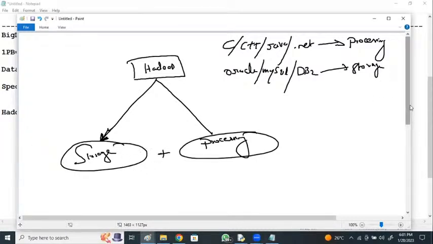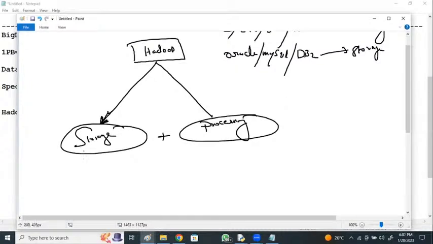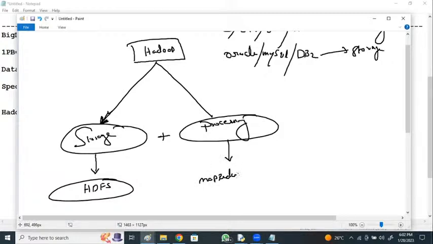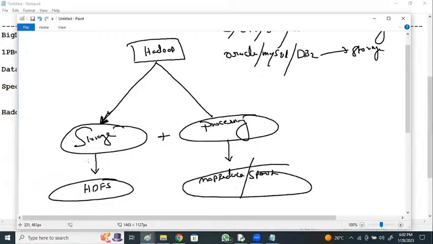But for storage, does Hadoop use any database internally? No. Hadoop is going with a kind of file system called Hadoop Distributed File System. And for processing, we are going with an execution model called MapReduce. And currently we are using Spark, right? Yes. So for storage, we are using this. For processing, we are using this. Both combined can store and process.